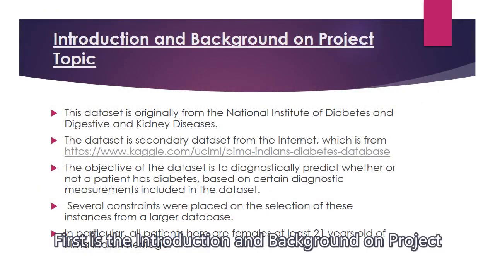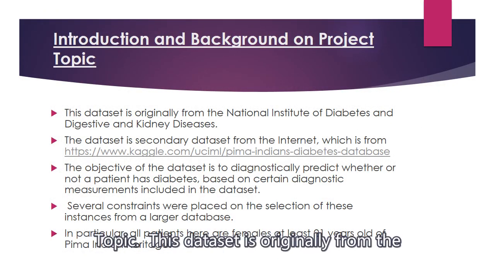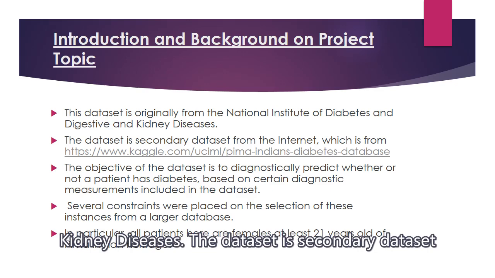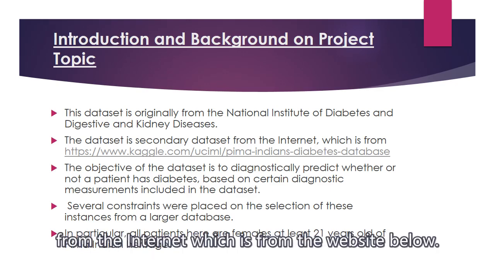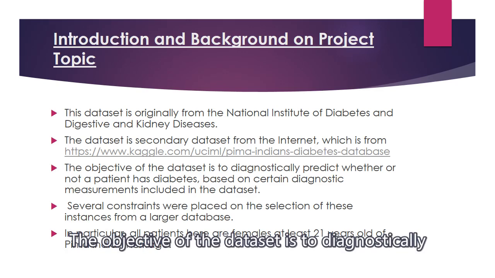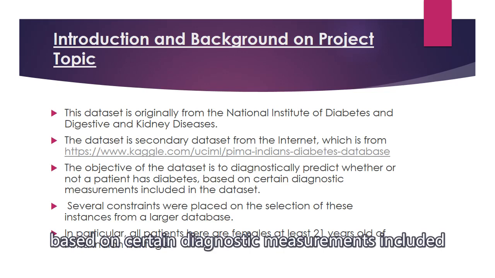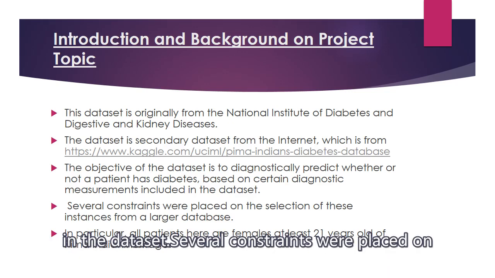First is the introduction and background of project 2. This dataset is originally from the National Institute of Diabetes and Digestive and Kidney Disease. The dataset is a secondary dataset from the internet, from the website below. The objective of the dataset is to diagnostically predict whether or not a patient has diabetes based on certain diagnostic measurements included in the dataset.